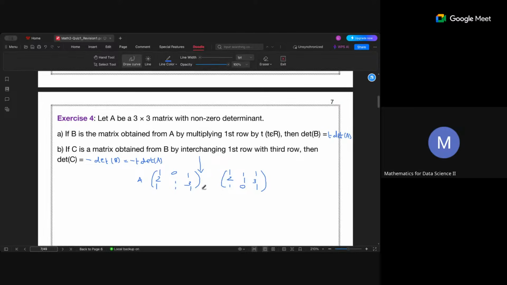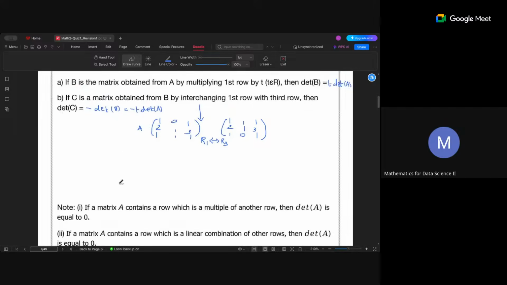So here R1 is interchanged with R3. So the sign changes. That's why the determinant of C is minus the determinant of B. I mean, the other way around. I really thought that if you're jumping two rows, then the sign does not change. Okay. All right. Thank you, ma'am.